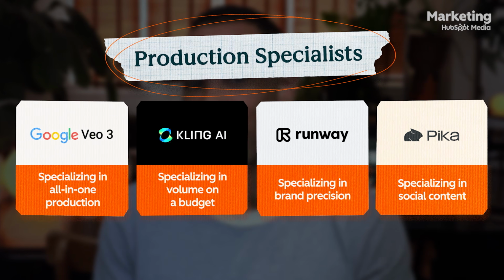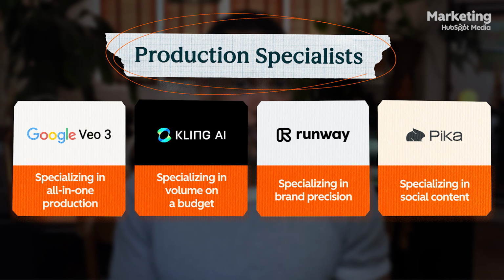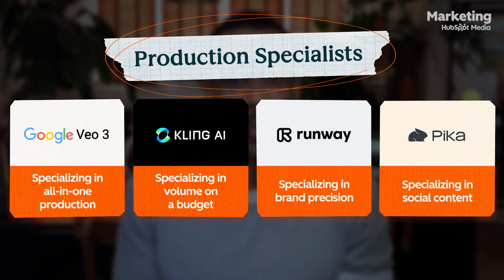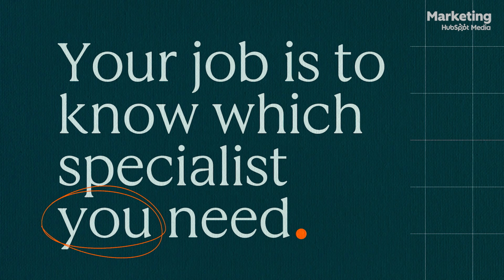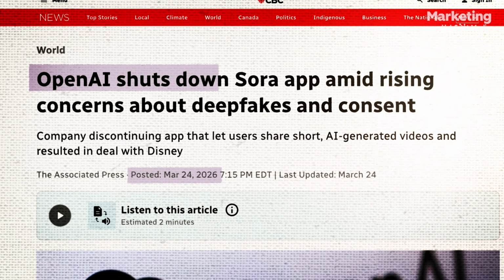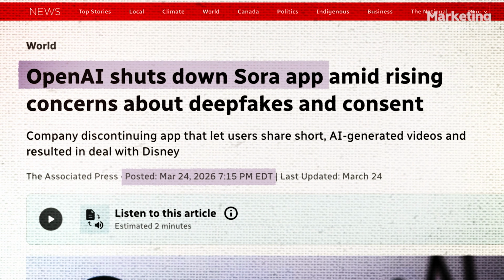Now, as I'm sure you've gathered, this space moves fast. Models update constantly, so instead of just telling you which buttons to press, I want you to think of these 4 tools as specialists within the production process. Each one has a role, each one is the best in the world at that specific job, and your job is to know which specialist you need. By thinking about AI video generation this way, whatever drops next month or gets shut down like in the case of Sora, you'll know where it fits.